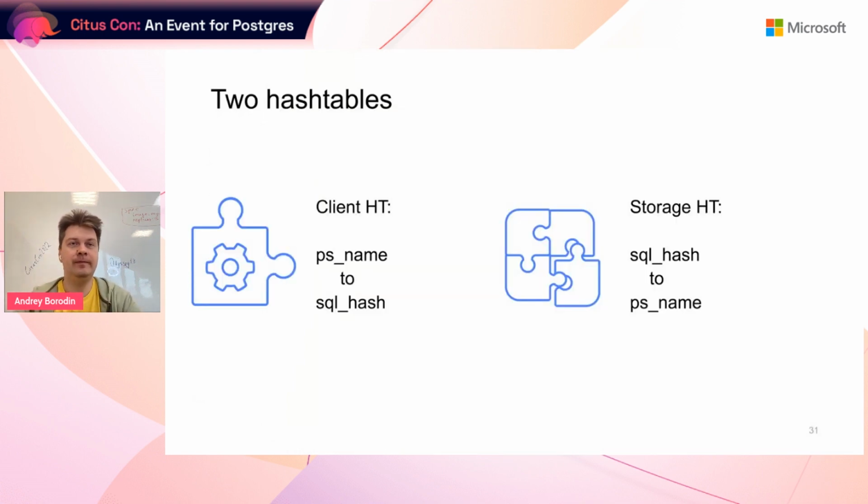How did we do this? Before this feature, there were 0 hash tables in Odyssey. I'm personally fond of hash tables, and I was somewhat surprised that we could achieve so much functionality without a single hash table. But now we have 2 hash tables. One hash table maps the prepared statement name given by the client to the SQL hash, and this hash table belongs to the client session. The other hash table is a mapping of SQL hash to prepared statement name known to each server connection.